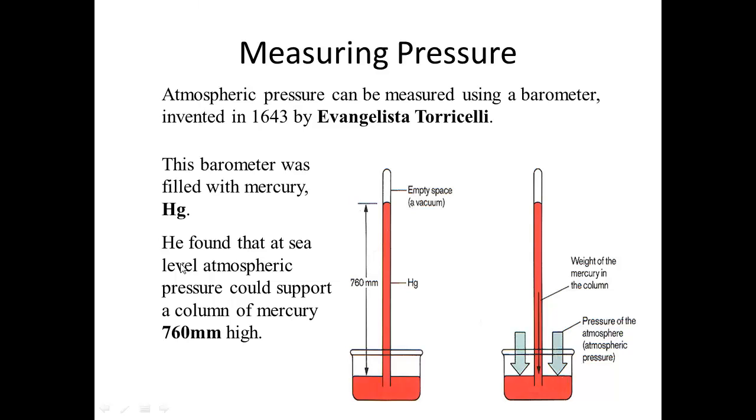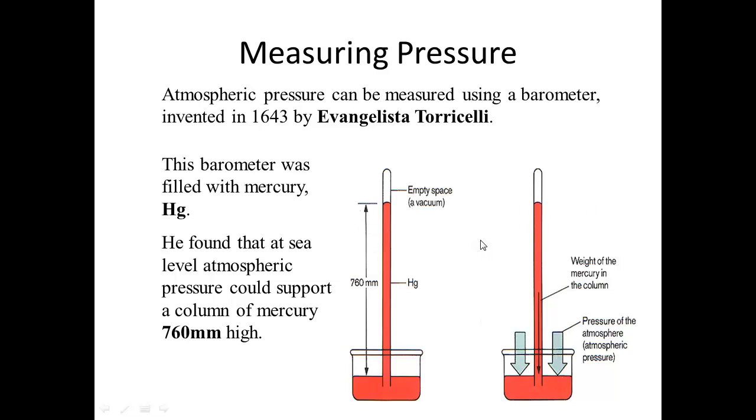Evangelista Torricelli was an Italian scientist. He took a column of mercury and flipped it over into a pool of mercury, and he found that the level went down only to a certain point, to 760 millimeters. That's a little less than a meter, about 76 centimeters. So that's how far the atmosphere supported a column of mercury.